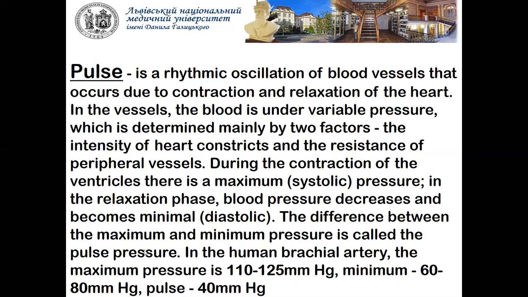In the human brachial artery, the maximum systolic pressure is near 110-125 millimeters of mercury. The minimum diastolic pressure is 60-80, actually up to 90 millimeters. And the pulse pressure is near 40-50.